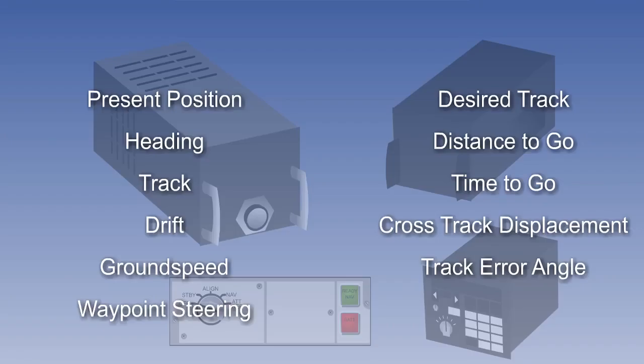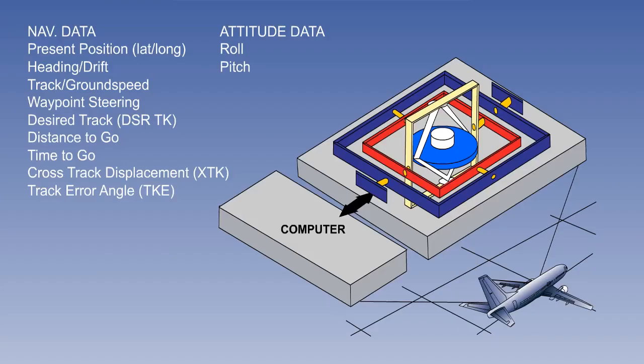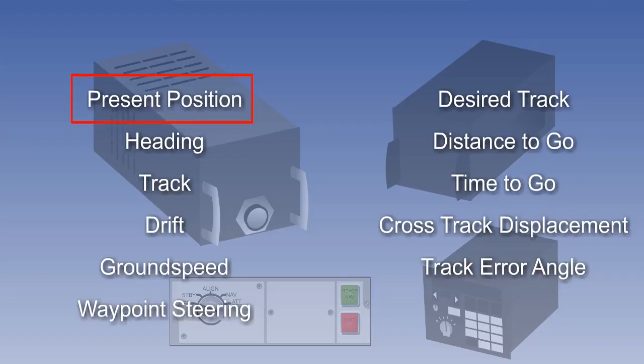In addition to all of these facilities, INS also generates roll and pitch data for attitude instruments. It is often assumed that the most important single advantage of INS over previous systems is that it produces a continuously computed present position with no dependence on external references. However, what is almost as important is that in order to compute this position, it was necessary to greatly improve heading measurement accuracy.